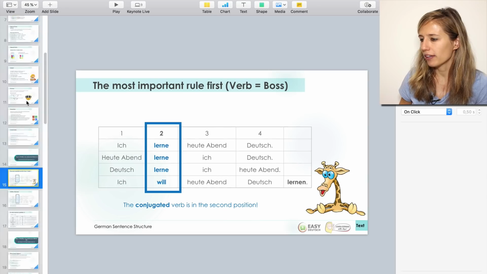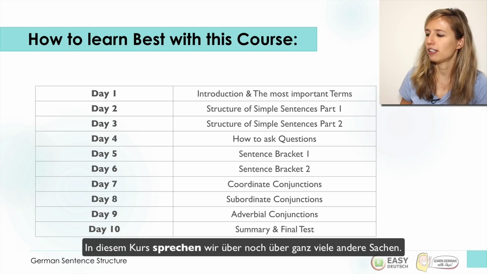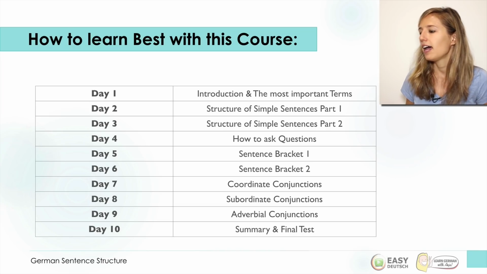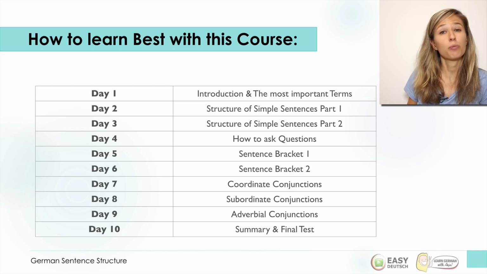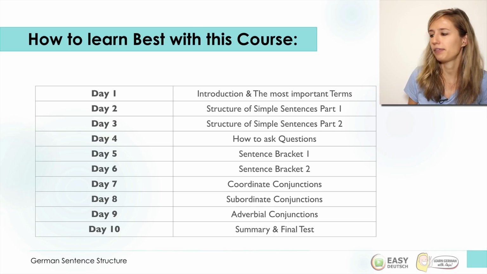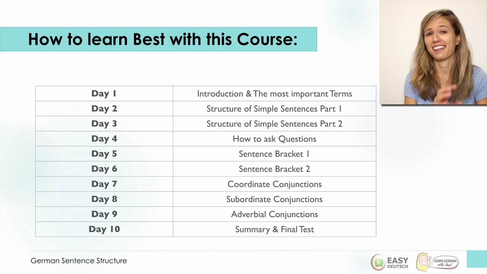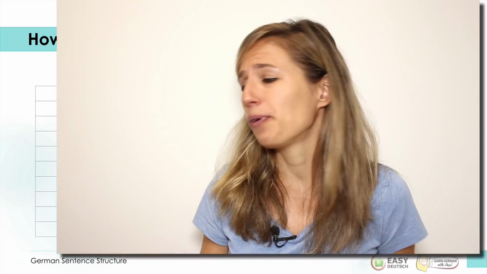Und in this course, das ist der Kurs, ja? Und in diesem Kurs sprechen wir noch über ganz viele andere Sachen. In this course, we will talk about lots of other things. You see structure of simple sentences, sentence bracket, very important, die Satzklammer, we will explain what that is and how it works, and then conjunctions. So maybe you've noticed that sometimes the verb in German goes to the end all of a sudden. So we will talk about all this, do lots of exercises, and you can also print a summary.